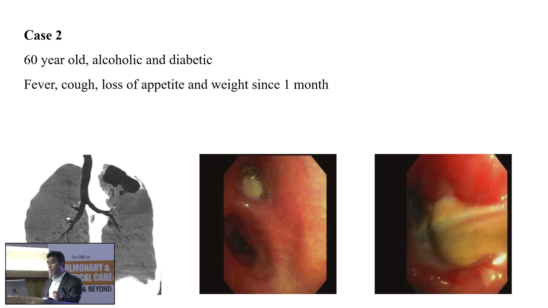And just now we were having a discussion about fungus. So this is another interesting patient who is a 60-year-old male, alcoholic, diabetic, with fever, cough, loss of weight, and loss of appetite for 1 month, on empirical ATT.